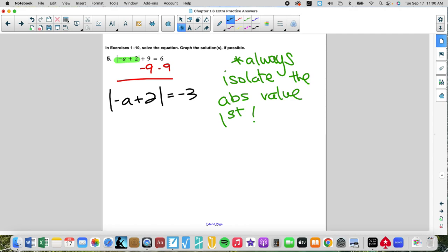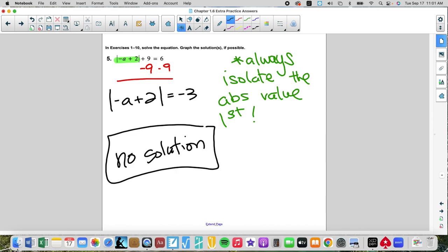Uh-oh, I have an absolute value that equals a negative value. That's no good. So that is no solution. That was kind of tricky, kind of not fun, but it's okay.